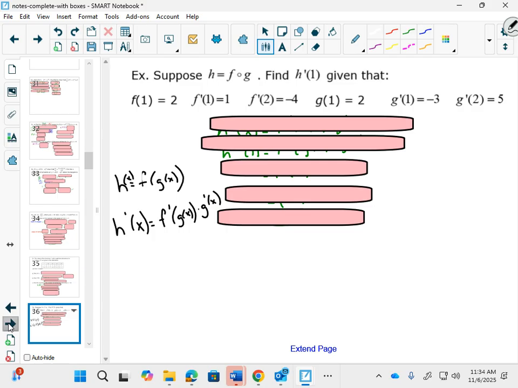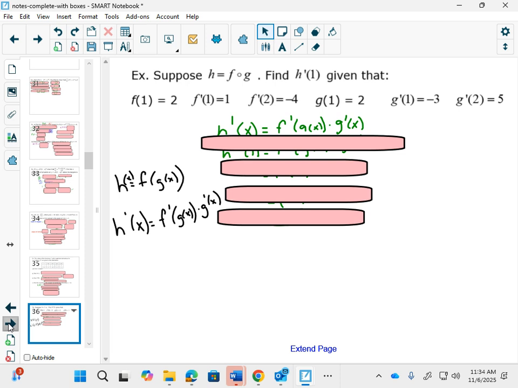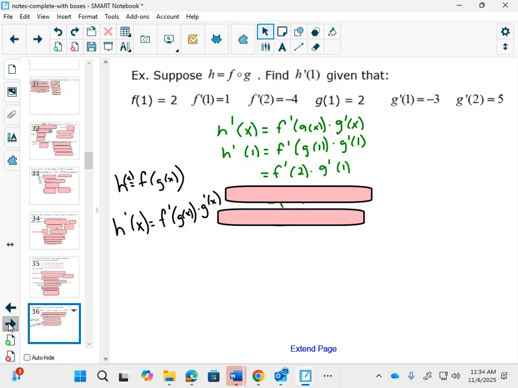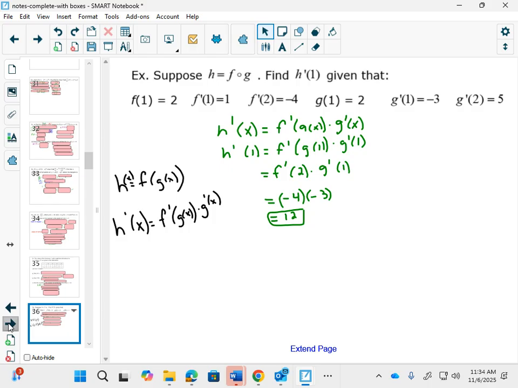Once I have this, can I find h prime of 1? Well, there's my derivative. Now I just plug in 1. h prime of 1 will be f prime of g of 1 times g prime of 1. So we start filling these things in. I know g of 1 is 2. I know f prime of 2 is negative 4. I know g prime of 1 is negative 3. And I get 12 as the final answer.